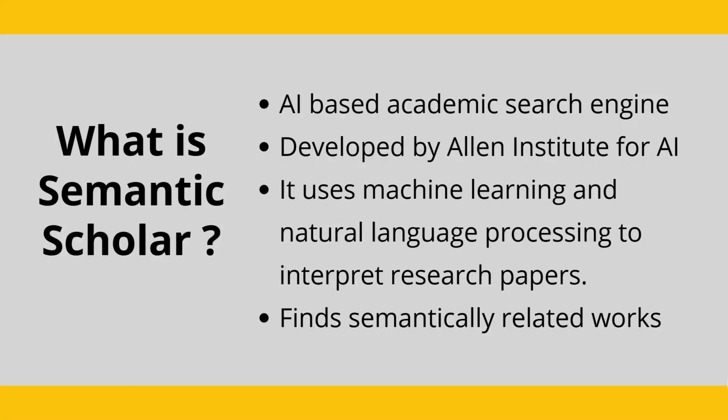Let us first understand what Semantic Scholar is. Semantic Scholar is an AI based academic search engine developed by the Allen Institute for AI in the United States. Unlike Google Scholar, which lists everything it can find on the web, Semantic Scholar uses machine learning and natural language processing to interpret research papers. It does not just look at keywords, it actually understands the meaning of the paper, identifies key citations, and finds semantically related works. So, instead of being overloaded with irrelevant results, you get a curated list of quality academic papers.